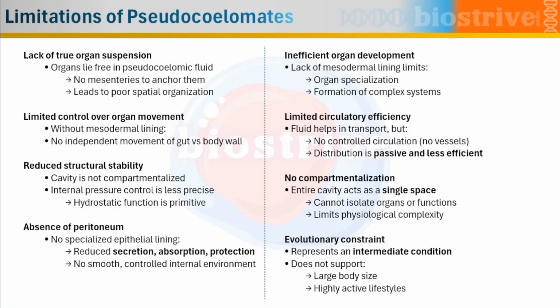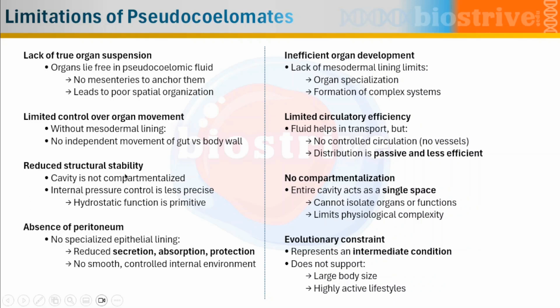So what are the limitations of pseudocoelomates? The first one is they lack true organ suspension. So organs again lie in the free pseudocoelomic fluid. There is no specific formation of mesenteries on which these organs can lie. This will lead to poor spatial organization. The second point is they have limited control over organ movement because they are lying in this free suspension, and there is no independent movement of gut and body wall. Both gut as well as body wall will have to be moved together.